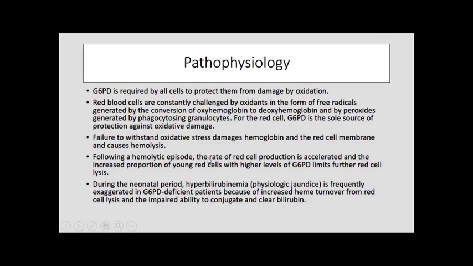During the perinatal period, in the neonatal period, the physiologic jaundice, remember, is going to be exaggerated in these patients because of the heme turnover from the red cell lysis and the liver that has impaired ability to conjugate and clear bilirubin. The liver is immature when we are born. That's why babies have a little jaundice that is called physiologic jaundice. And these people have the added burden of hemolysis, so they are going to have more severe jaundice.